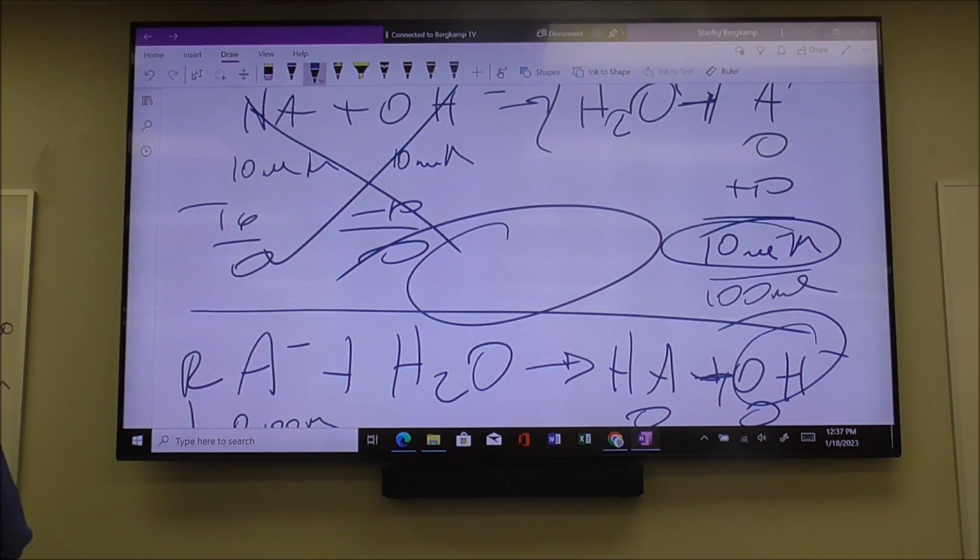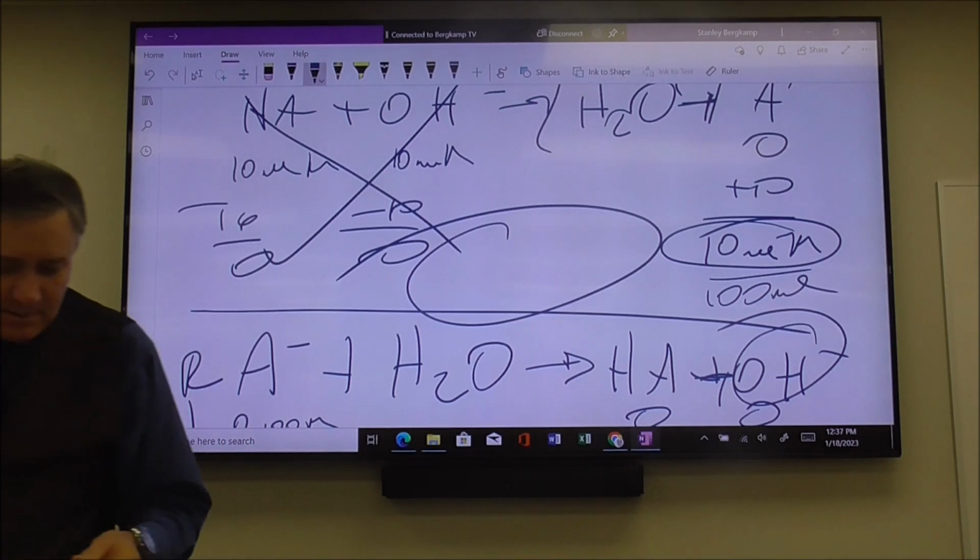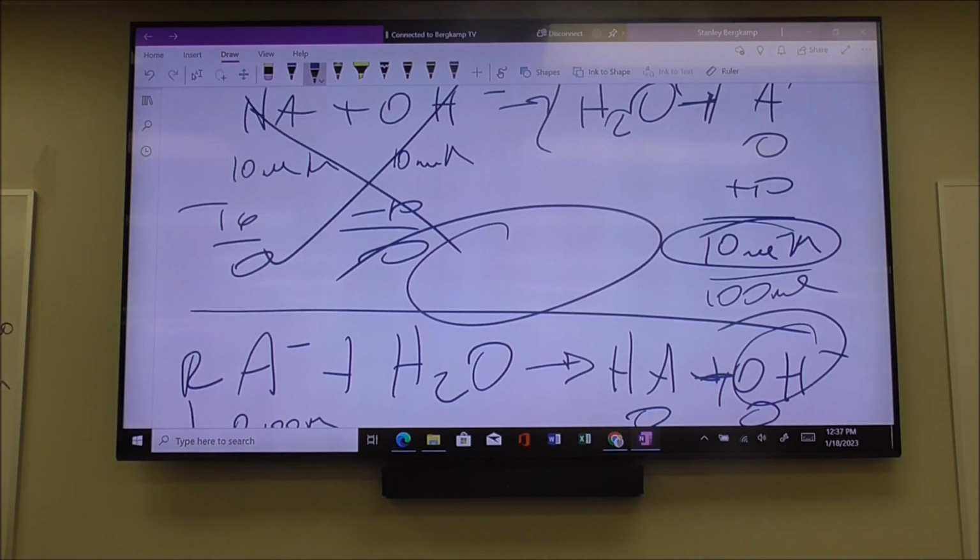Why can the reaction only happen if there's no acid left? What do you mean? Why can the weak or the strong base only do its thing if there's no acid left? Because, hold on. Let me get this done, then I'll explain that.